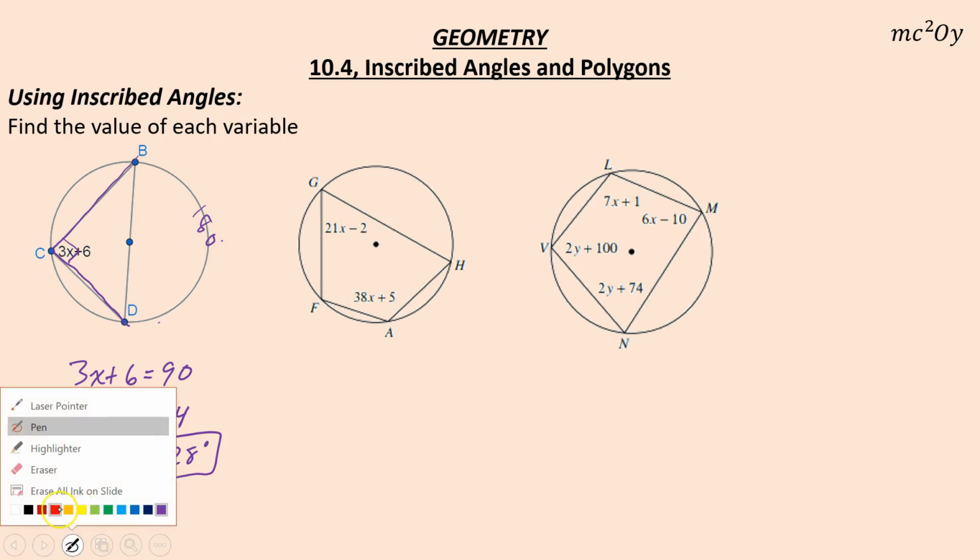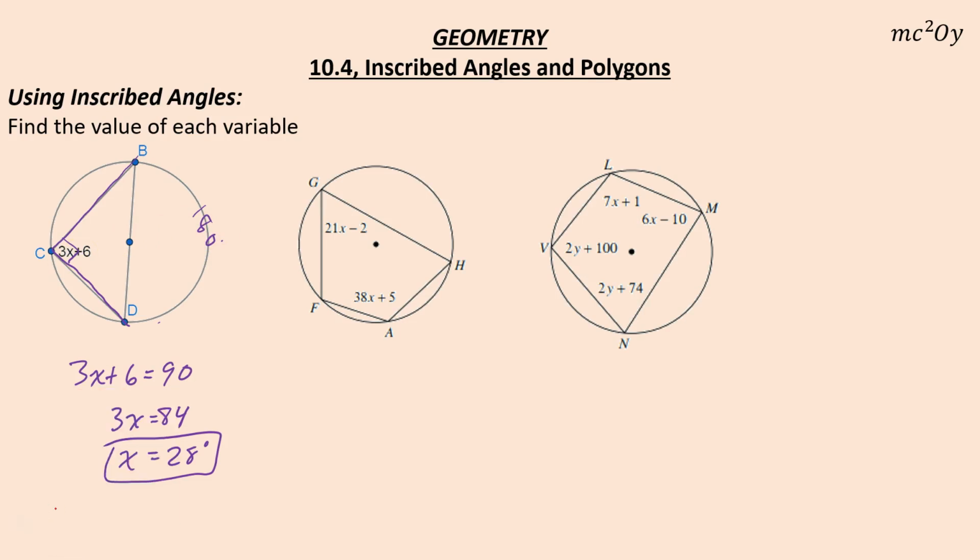All right, take a look at another one here. Find the values of each variable. Well, notice I have angle G, and that is opposite of angle A, right? So I have angle G there. I have angle A here. Well, this is a quadrilateral. GHAF is a quadrilateral, so these two angles must add up to 360.